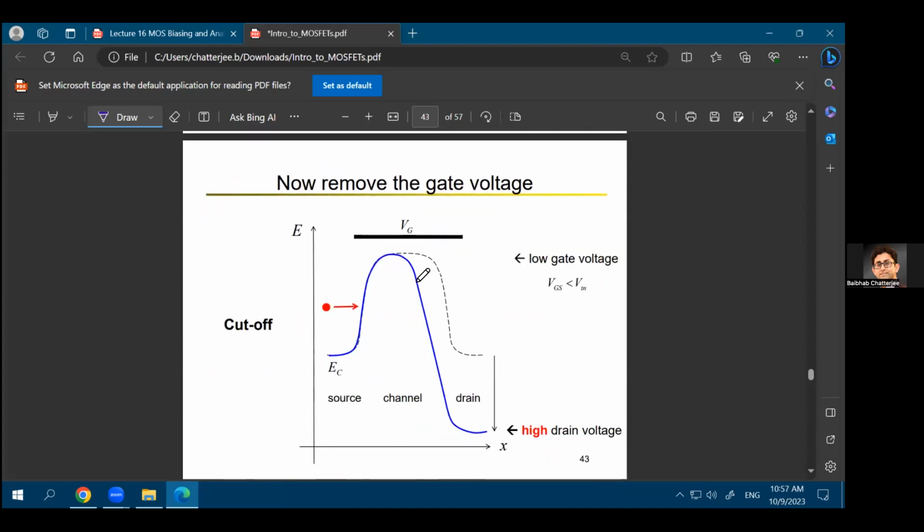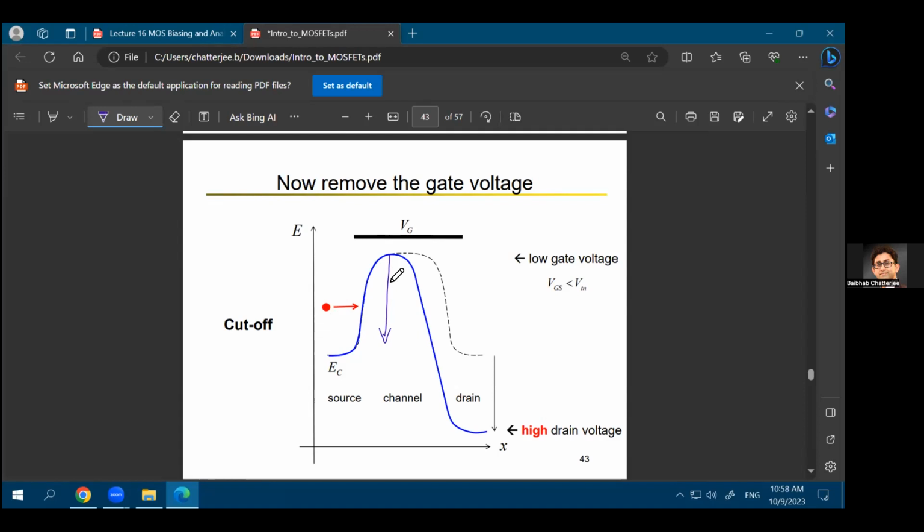Now, if you remove the gate voltage, what will happen? Again, what is the definition of the threshold voltage in this context? It is the amount of voltage that you need to apply to the gate so that this barrier is reduced by a large amount. We'll discuss by how much, so that it becomes easier for the electron to pass from the left side to the right hand side. So that's your threshold voltage: you are applying a positive gate voltage for the n-channel MOSFET so that the electron can pass through from the left side to the right hand side.